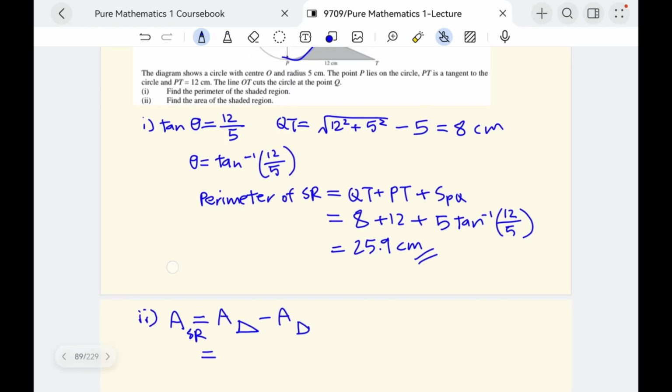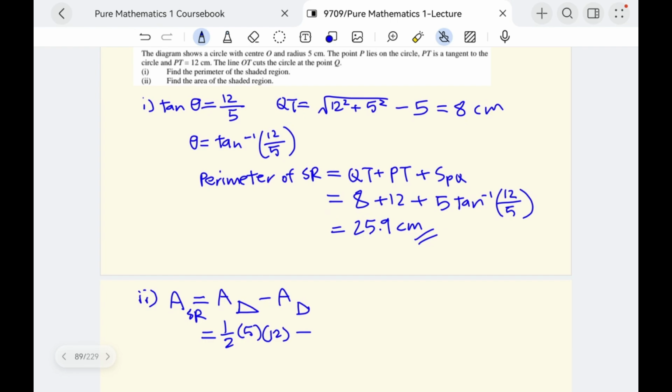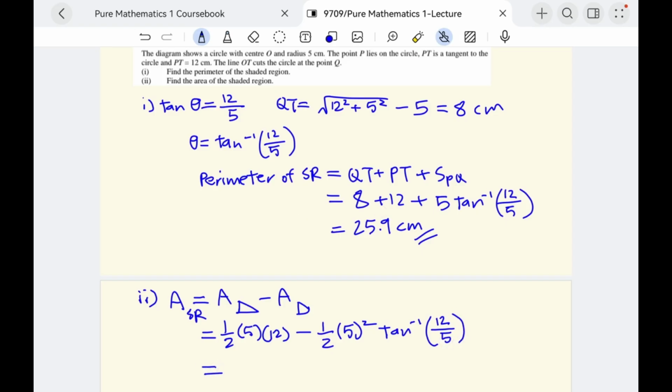So how to find the area of the triangle? Half times base times height. What is the area of the sector? Half r squared theta. What is r? The r is 5, so 5 squared. What is your theta? Arctangent 12 over 5, if you want to leave your answer in exact values.